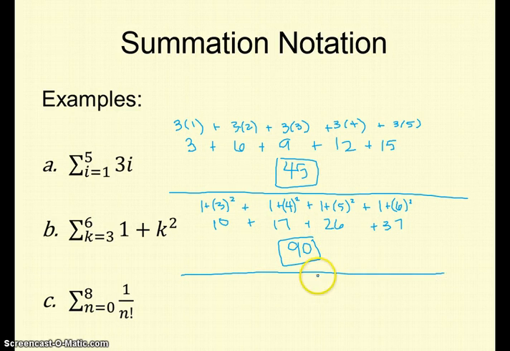Go ahead and do C. As you're doing C, as far as what I need to see, would just be like 1 over 0 factorial plus 1 over 1 factorial, and then you can go all the way through 8, and then you can just type those in and get those numbers and write them out here. I would recommend probably using fractions.